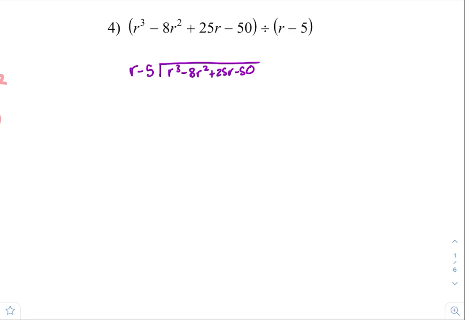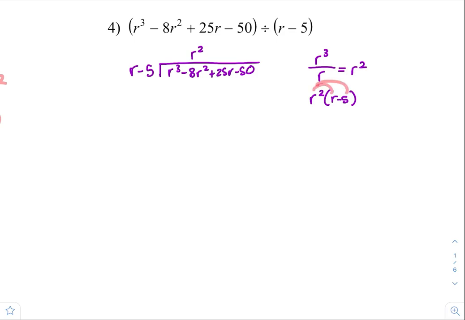Now the second one. The highest degree inside the division symbol is r to the third. The highest degree on the outside is r. So r to the third divided by r is r to the second. So we got r to the second. Now the next step is you've got to distribute r to the second to the outside polynomial, which is r minus 5. So multiply this to both of these.